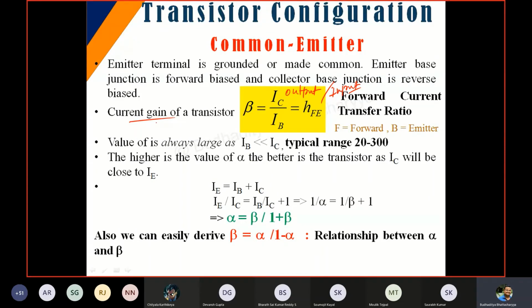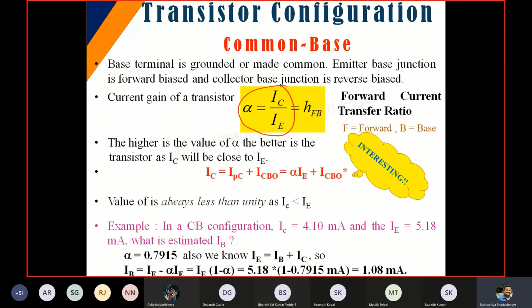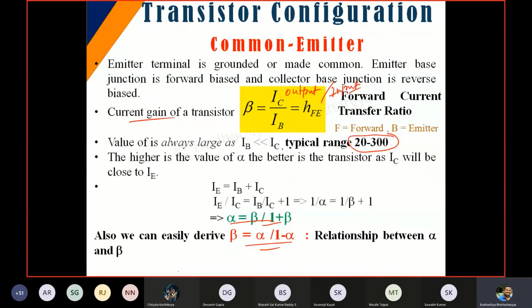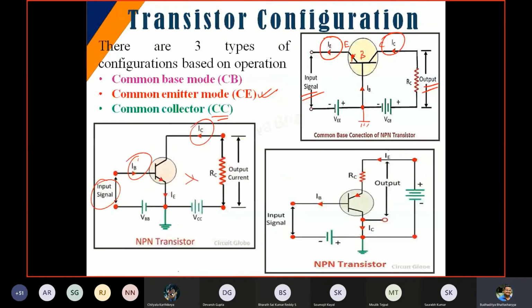Also, if you remember, we derived how alpha and beta are related to each other, and we observed that the value of beta will lie somewhere around 20 to 300. Typically the value is around 100, whereas for alpha the value is close to 1 mostly. In this example it's mentioned as 0.719, so it will be nearing 1. If it is near to 1, it is better for the system. That's how the parameters of current gain were calculated.